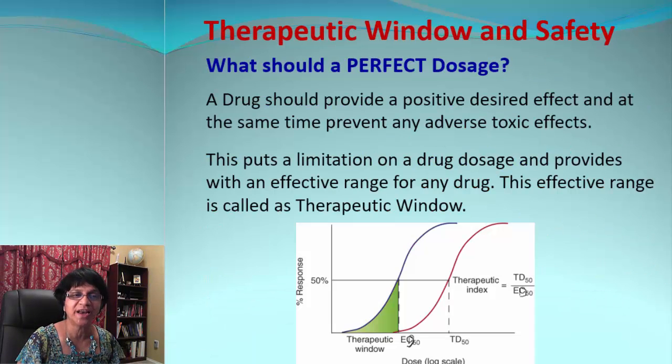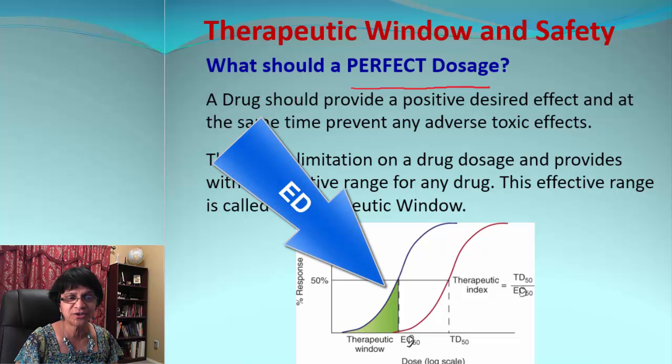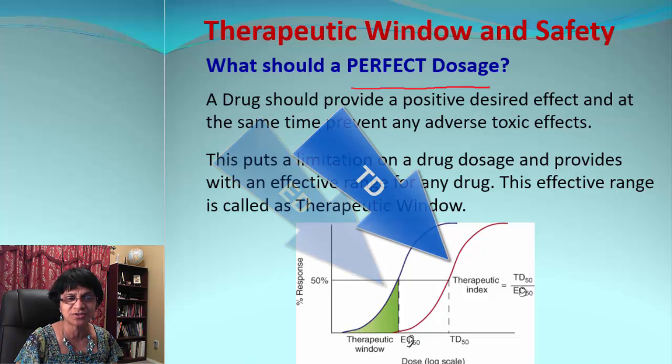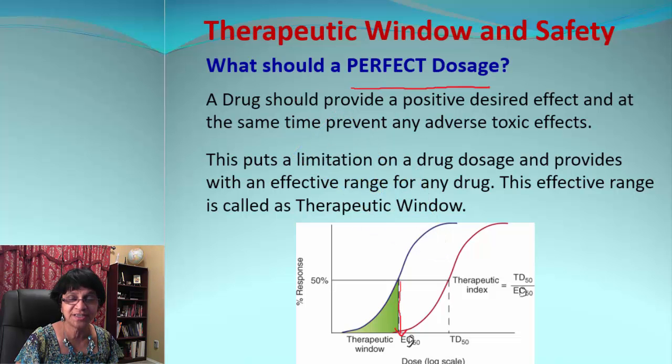So how can we correlate therapeutic window with safety? Or what is the perfect dosage for any drug? Look at the graph here. In this graph, we see the effective dosage and this is the toxic dosage. The value here is given for the effective dosage. The value here is given as the toxic dosage. And the therapeutic index is of course TD50 divided by ED50.